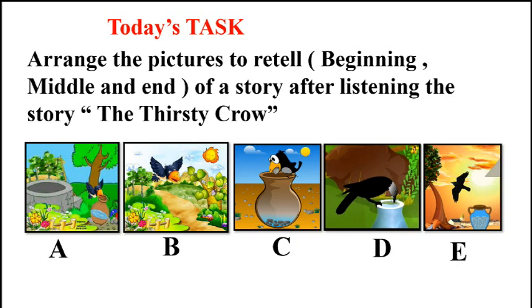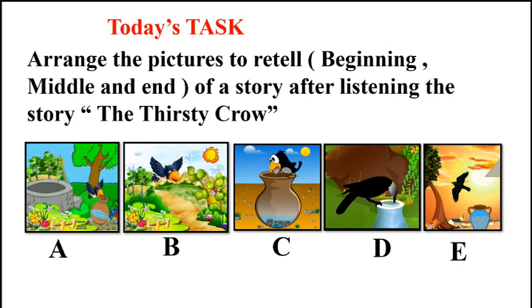Okay. The Thirsty Crow. There was a crow which was very thirsty. He searched for water everywhere. At last he saw a water pot near a well. He looked inside the pot. There was a very little water in the pot. The crow saw some stones nearby. He thought of a plan. He picked up some stones. He put them one by one into the pot. The water level in the pot came up. The crow drank the water and flew happily.